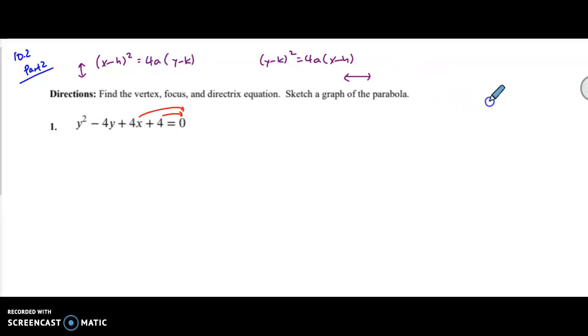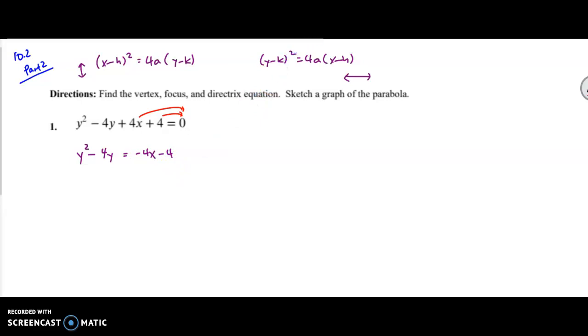In this first example, you'll notice that we want to bring the 4x and the 4 to the other side. Because it's y squared, we're going to follow this format here. You see how the y squared is on one side and the x is on the other side. That's why we bring the 4x and the 4 to the other side. Then on the left-hand side, we're left with y squared minus 4y, and I'm going to leave a little bit of space. On the right we've got negative 4x minus 4.